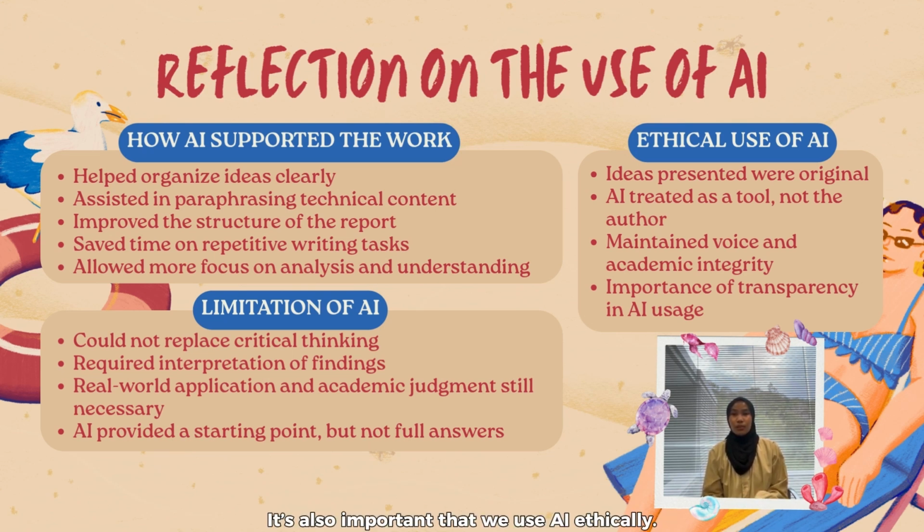It's also important that we use AI ethically. We made sure the ideas presented were our own, and we treated AI as a tool, not as the author. Responsible use means being transparent about its role and ensuring that the final product stays true to our voice and perspective. Overall, AI helped us work more efficiently, but the thinking, the analysis, and the conclusion were still ours.